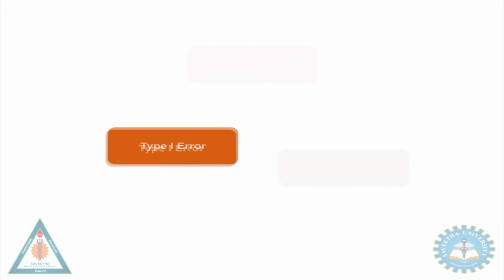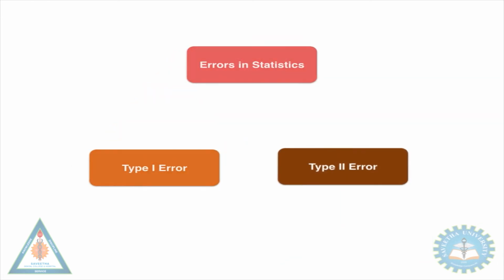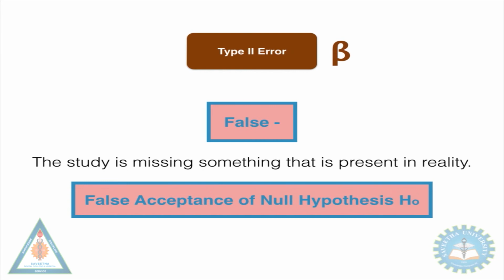The next error in statistics is the type 2 error, famously known as the beta error. Beta error is the error of recording a false negative. The study is missing something that is actually present in reality. It is considered a false acceptance of the null hypothesis, or failing to reject the null hypothesis when it is false.